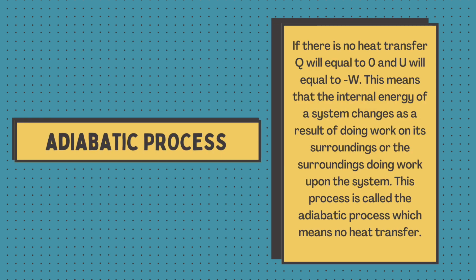If there is no heat transfer, Q will equal 0 and delta U will equal minus work. This means that the internal energy of a system changes as a result of doing work on its surroundings or the surroundings doing work upon the system. This process is called an adiabatic process, which means no heat transfer.